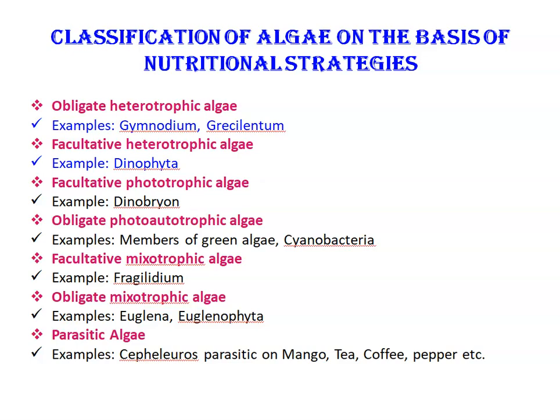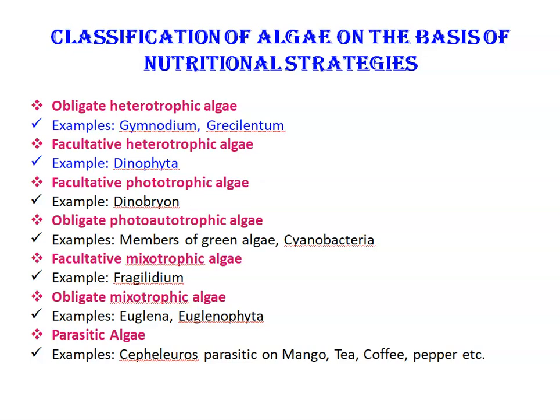Examples are Gymnodinium and Gracilentum. Next is facultative heterotrophic algae. These are primarily heterotrophic but are capable of sustaining themselves by phototrophy when prey concentration limits their growth. Example is Dinophyta. Next is facultative phototrophic algae. The primary mode of these algae is phototrophy, but they can supplement growth by heterotrophy or osmotrophy when light is limiting. Example is Dinobryon.